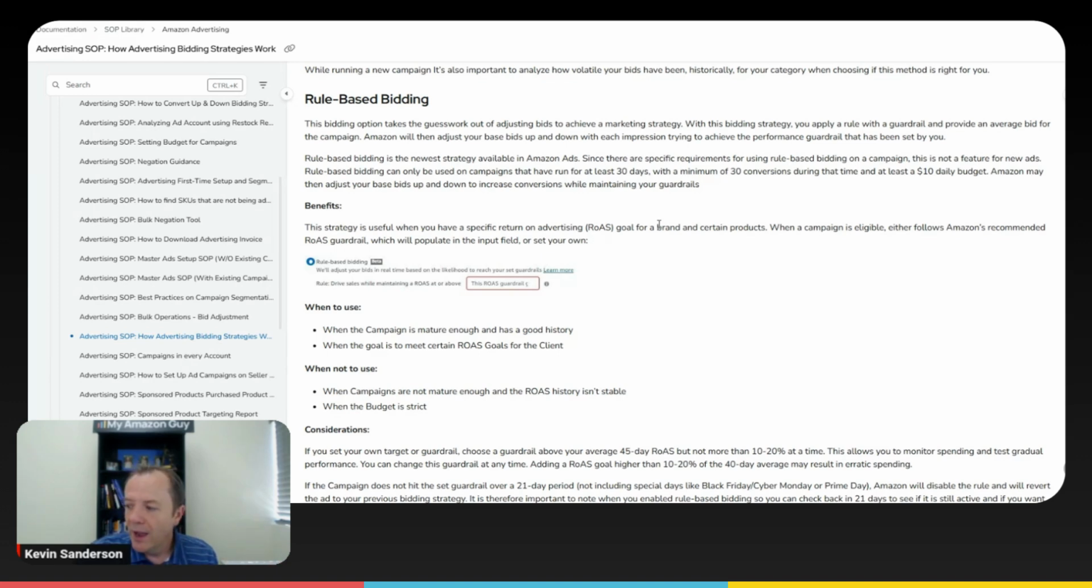So for example, if your advertising cost of sales was 25%, you could very easily figure out your ROAS by taking the number 1 and dividing it by your ACoS. So for example, 1 divided by 25% equals 4. So a 25% ACoS is a 4 ROAS. So if you wanted to bid on a ROAS of 4, you put in 4 as the ROAS in rule-based bidding.